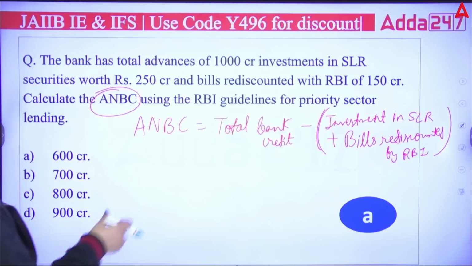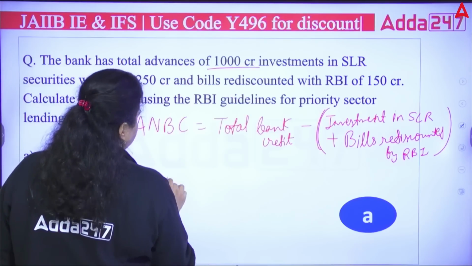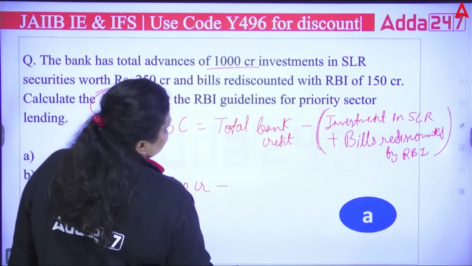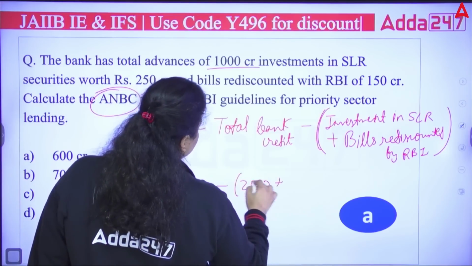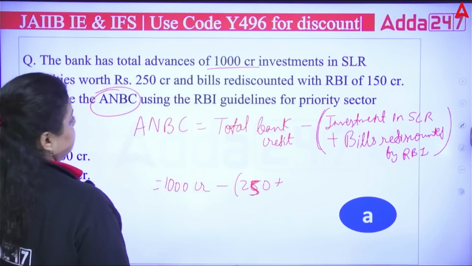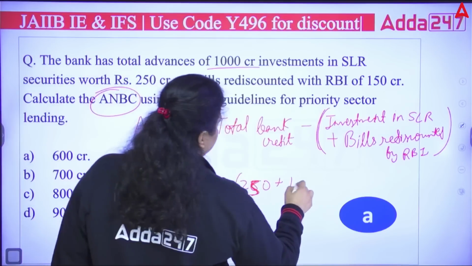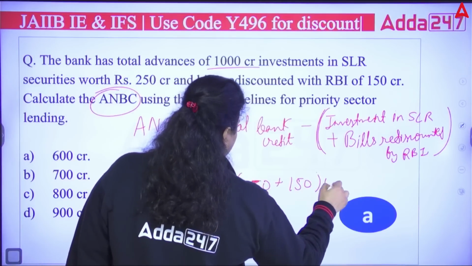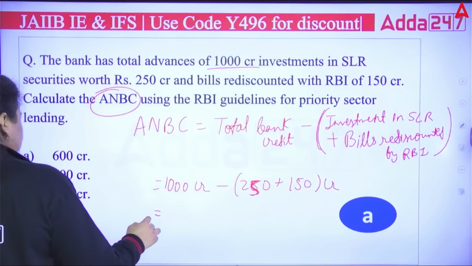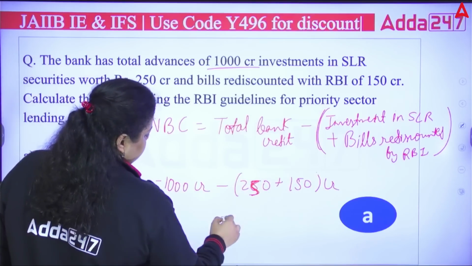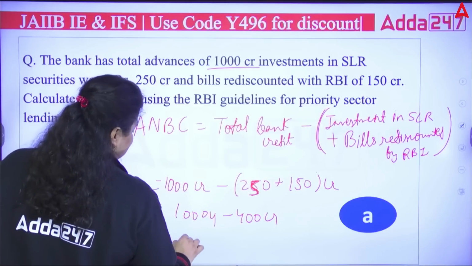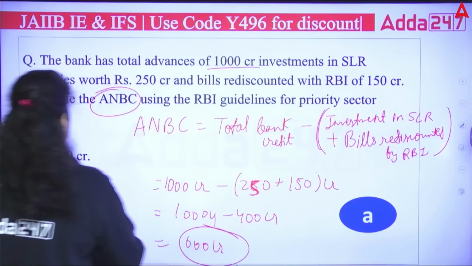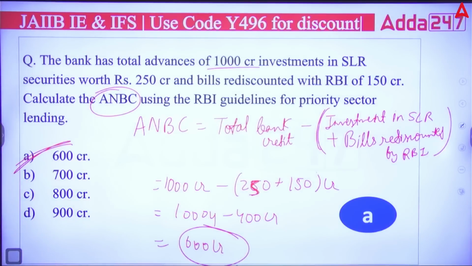So what is the simple value? Total bank credit we have is 1,000 crores. Minus investment in SLR, which is 250 crores, plus the bills rediscounted by RBI, which is 150 crores. This value is in crores. So when we calculate this, it gives us 400, and from 1000, simply 600 crore will be your adjusted net bank credit. It is your adjusted net bank credit.